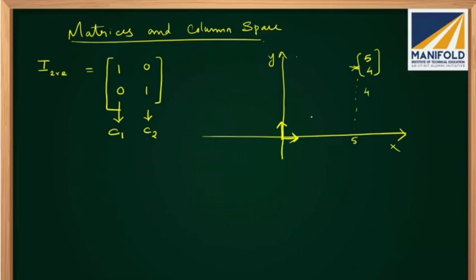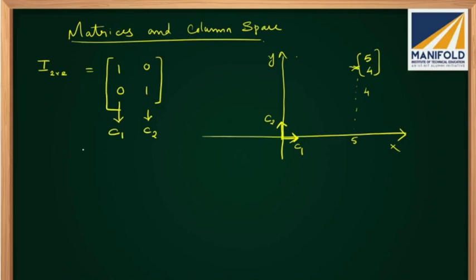What is meant by linear combination? Linear combination is nothing but a weighted sum of vectors. So I should weight this vector, which I mentioned as column 1, and this other vector with two different values, and I must be able to get the point 5, 4, right?